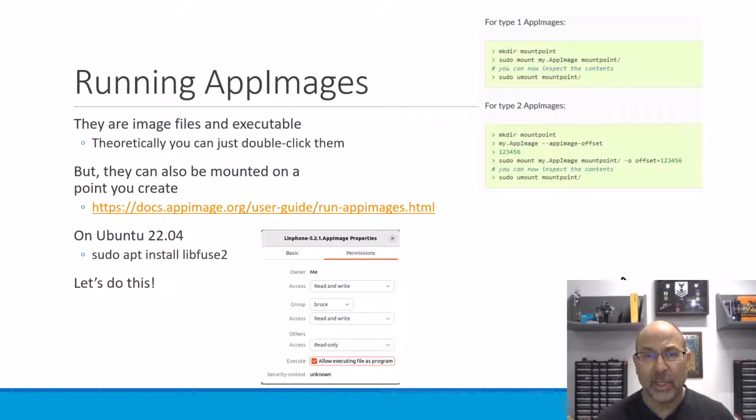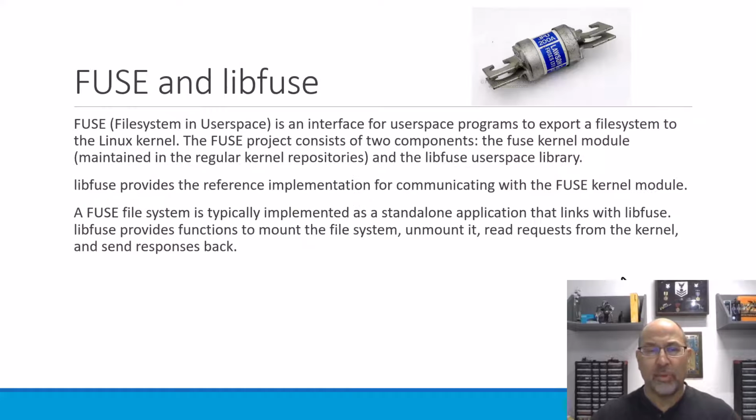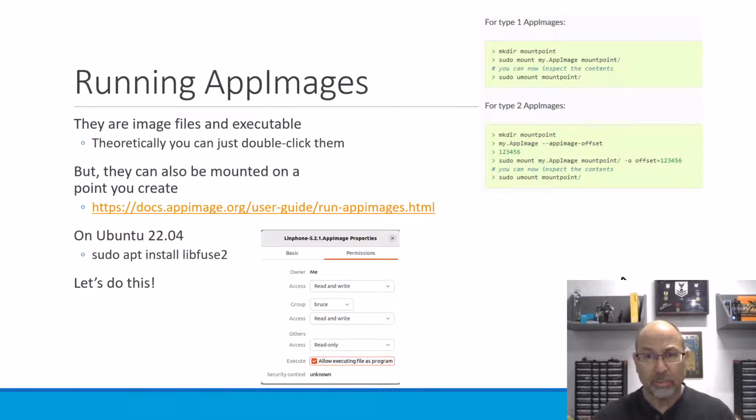Okay, so let's do this. I'll just put this on the screen quick before we go and take a look at our VMs. FUSE, the Filesystem in Userspace, is an interface for user space programs to export a file system to the Linux kernel. Okay, so you've got the file system really that you are going to be deploying here, and then libfuse provides the implementation for the communication. That's why on the previous slide, let me go back to that.